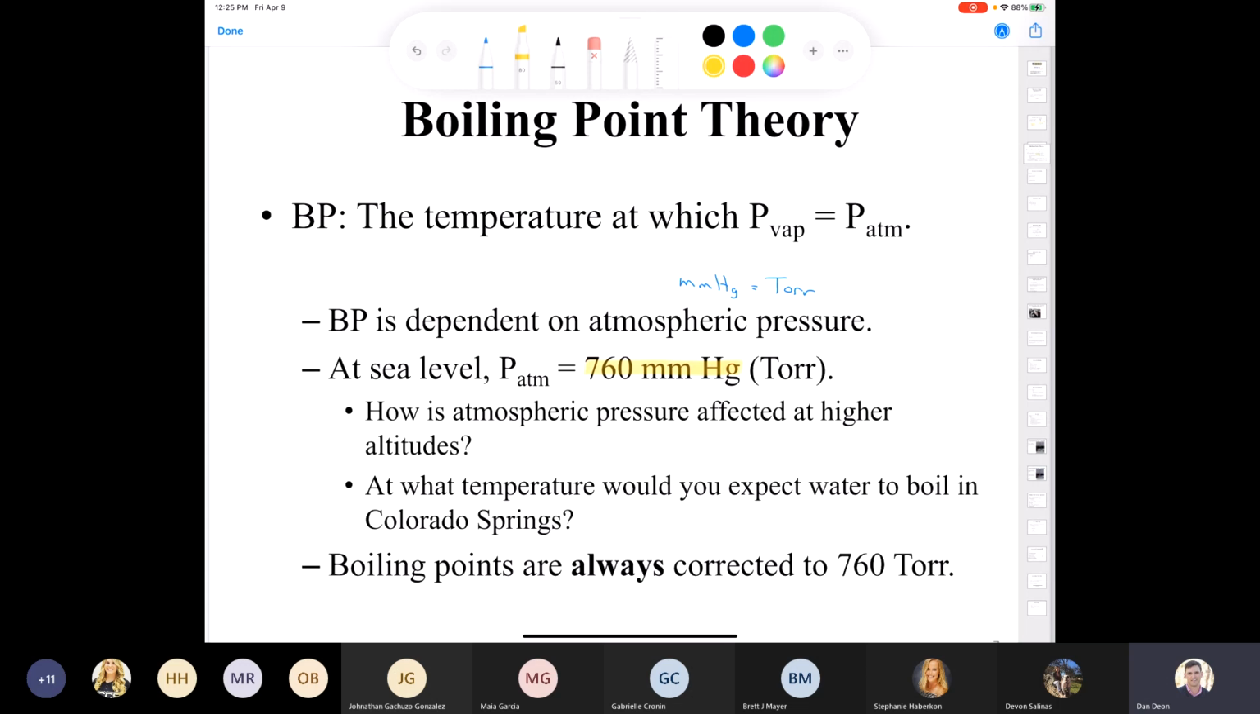But we know that in Colorado Springs, the boiling point of water is not going to be 100 degrees Celsius, which would be the boiling point of water at sea level. Could anybody tell me, would you expect the boiling point of water in Colorado Springs to be higher than that at sea level or lower than that at sea level?